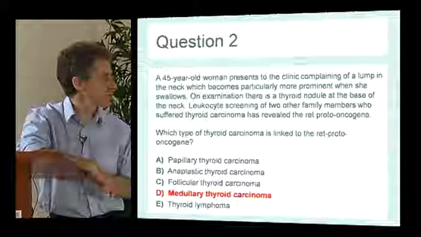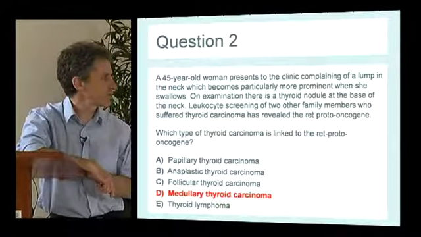So the correct answer here is medullary thyroid carcinoma. The RET proto-oncogene is abnormal in multiple endocrine neoplasia type 2, which is associated with medullary thyroid cancer and also with hypercalcemia and pheochromocytoma. But it's also abnormal in familial medullary thyroid cancer. How can you remember that?